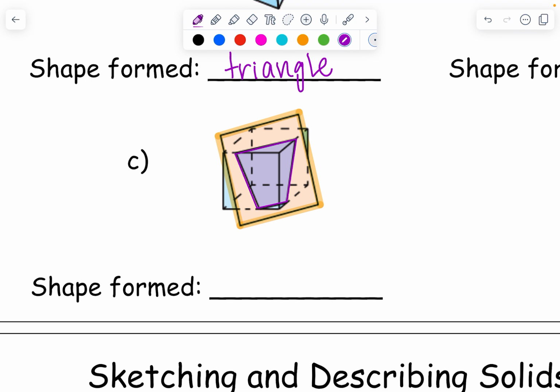So I have a big base, a small base, and 2 slanted sides. That is a what? Okay, you should say trapezoid.